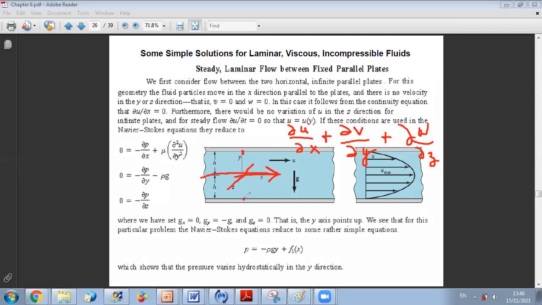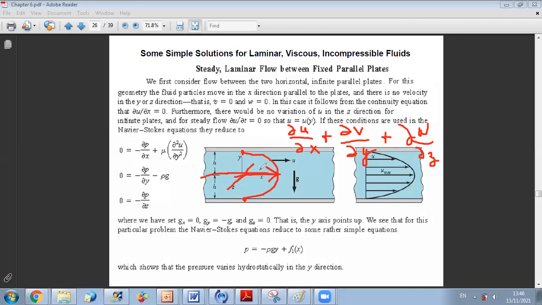It varies along y, because due to the no-slip condition, it is forced to have 0 velocity at the walls, and it will increase as we go far from the walls. This will give us a parabolic profile, as we'll demonstrate together, okay?